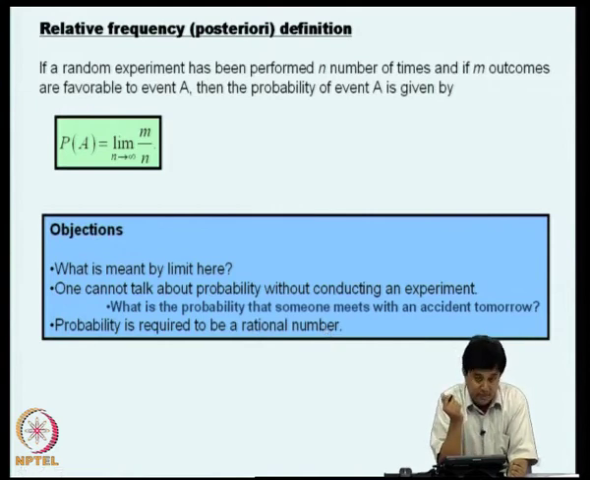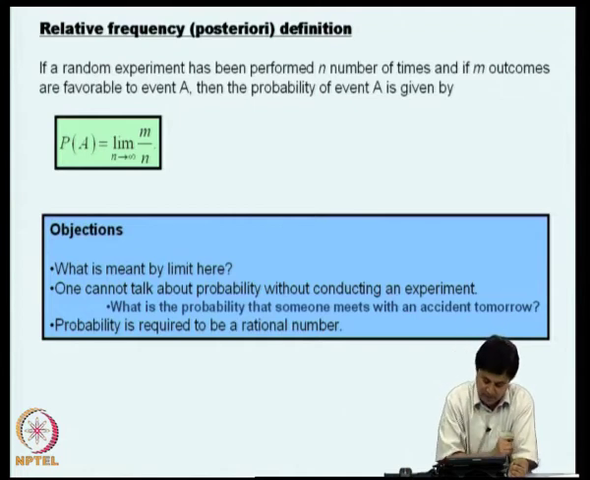Now, the 2 definitions that I discussed somehow fall short of what we would like to do in engineering. In engineering, if you want to quantify uncertainty, we better have a good definition for probability which is free from this kind of objections.